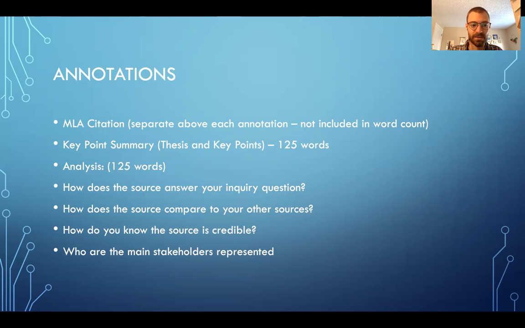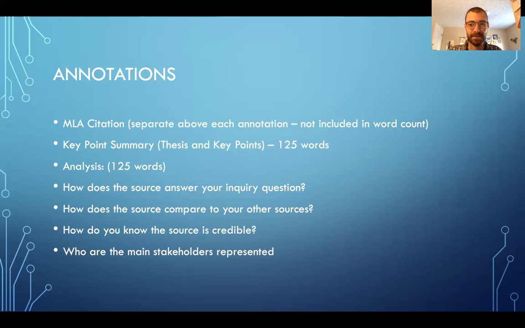Then below the citation, I want a key point summary. And that's just like what you did for the summary portion of A1, except as you can see here, it's shorter. So in A1, you had 250 words, and some of you wrote even more than that. Here, I want you to be really concise. So you have the author's main claim, and then you have just a couple of key points backing that up.